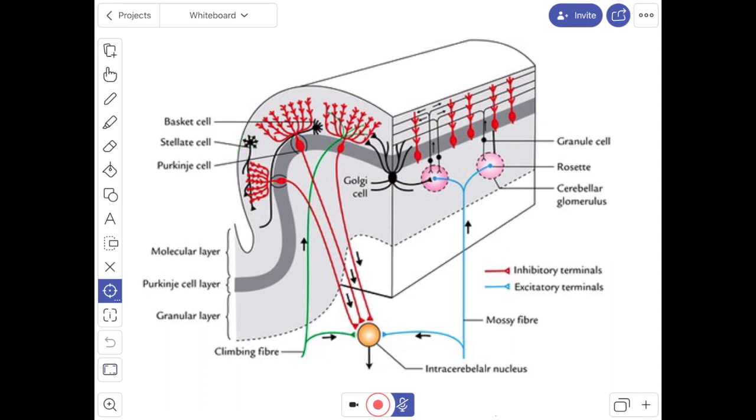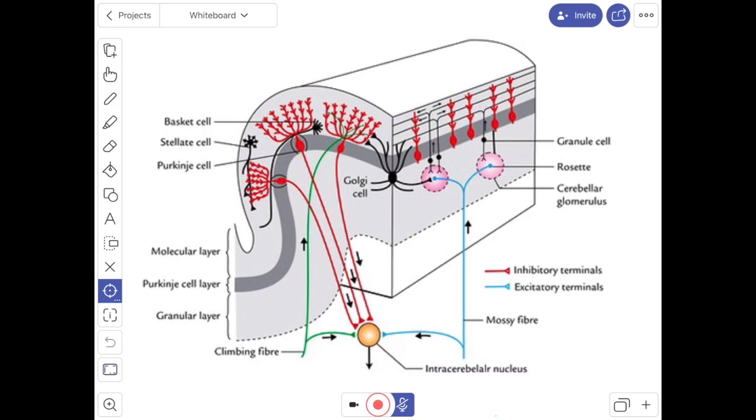Next, we'll see about the stellate cells. The stellate cells are characteristically short-processed and they are scattered near the surface. Their axons arborize with the dendritic spines of the Purkinje cells. Next, we'll see about the Purkinje cell layer.